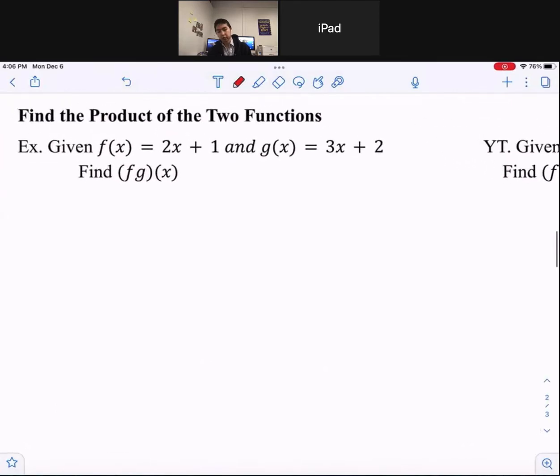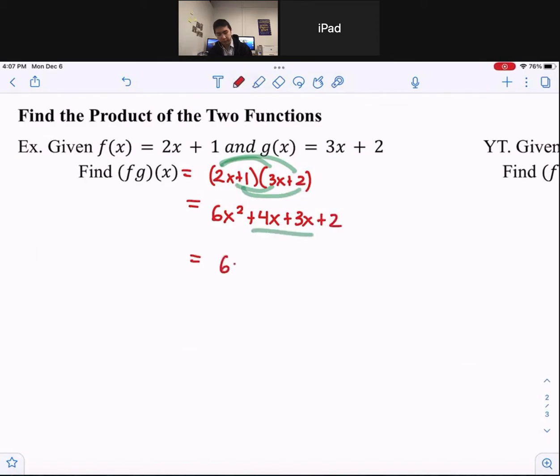Okay, now you guys are multiplying your functions together. So 2x plus 1 is the f function times 3x plus 2. Notice, you guys, this is multiplication, right? So which means you guys gotta do your double distribution. 2x times 3x is 6x to the second. 2x times 2 is 4x. 1 times 3x is 3x. And 1 times 2 is positive 2. Combine like terms, which is only the middle term, 6x squared plus 7x plus 2.